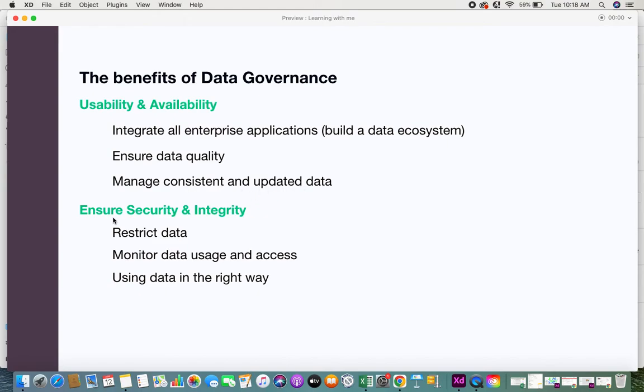Also, you would see data governance will ensure security and integrity. So it will restrict certain data. If certain people, based upon that rule, are not able to access data, then it will automatically restrict data to people. It will monitor the data usage and who is accessing what type of data using data lineage, and then later you'll be using data in the right way. So governance will set certain values and rules and policies and standards which automatically encourage people to use data in a very right way and not to misuse data.